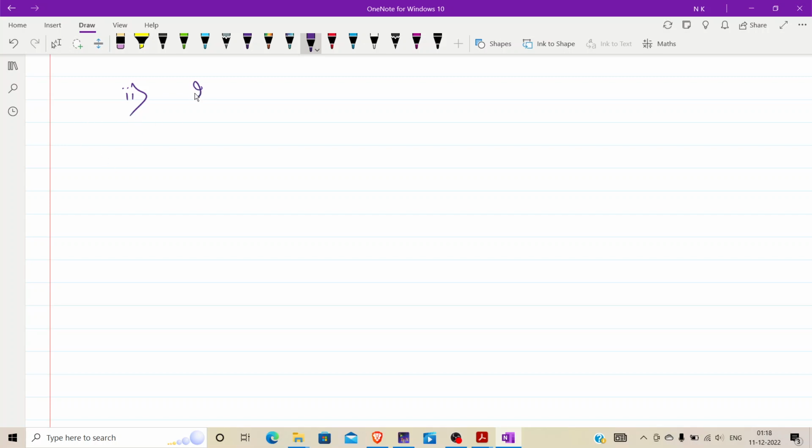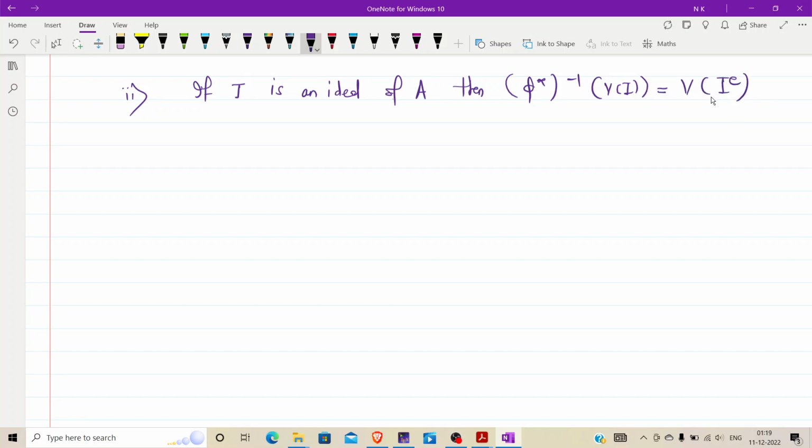If I is an ideal of A, then φ* inverse of V(I) is equal to V(I extension). Okay, so we already defined I extension, so let's directly go to the proof now. Let me first of all select one element from φ* inverse of V(I).